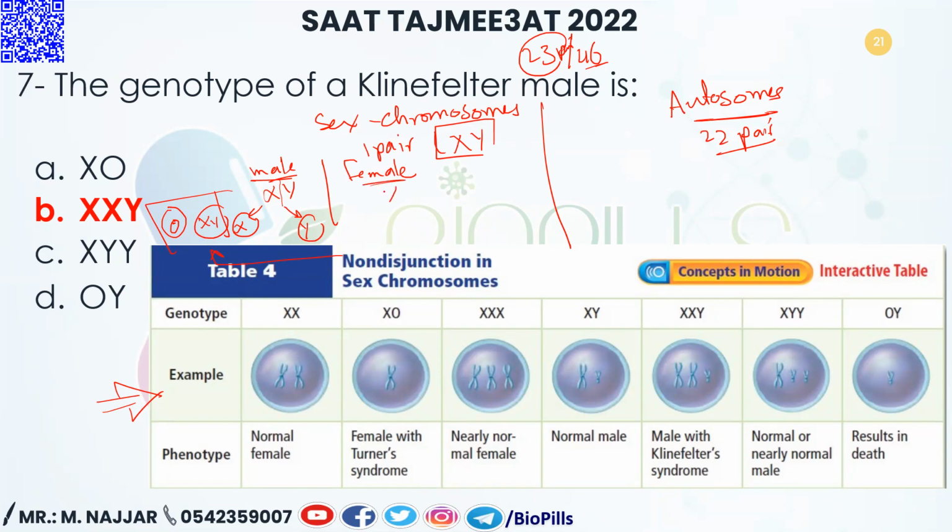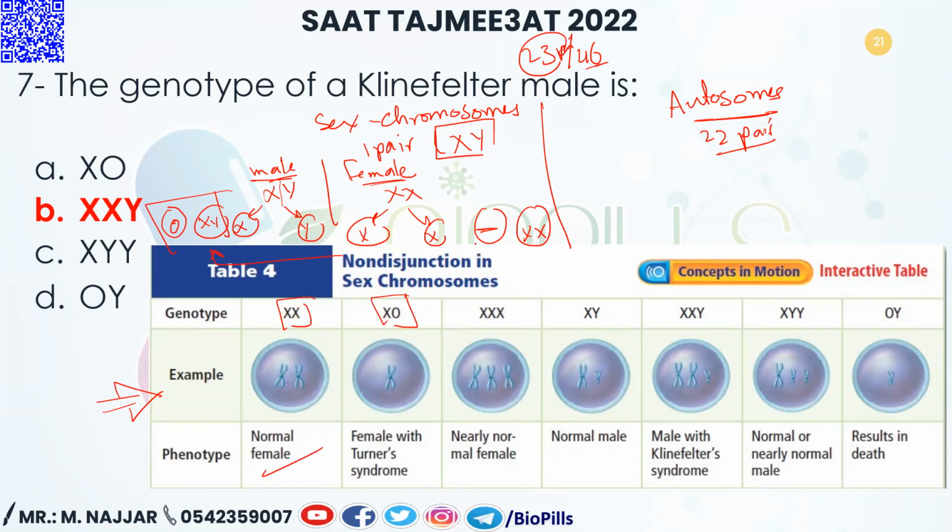Female have the same thing, X, X. One egg will have X and another one will have X. This is the normal disjunction. But if non-disjunction happens, one egg has nothing and the other egg has 2 copies, and that can give rise to any one of those disorders. XX is the normal female. XO is Turner syndrome.